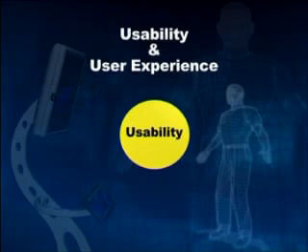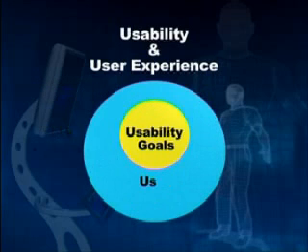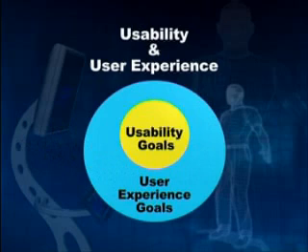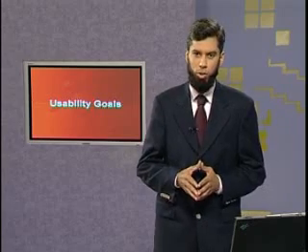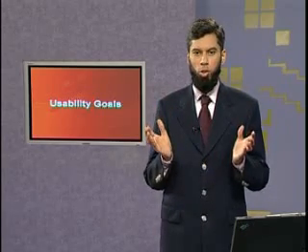स्क्रीन के ऊपर आपको एक डायग्राम दिखाई दे रही है. A very simple diagram. Again, another conceptual diagram. This diagram has two circles, two concentric circles. The inner circle shows usability goals, and the outer circle shows user experience goals. इससे हमें ये पता चलता है that there is some connection between usability goals and user experience goals. User experience goals और usability goals की dependency है एक दूसरे के ऊपर.